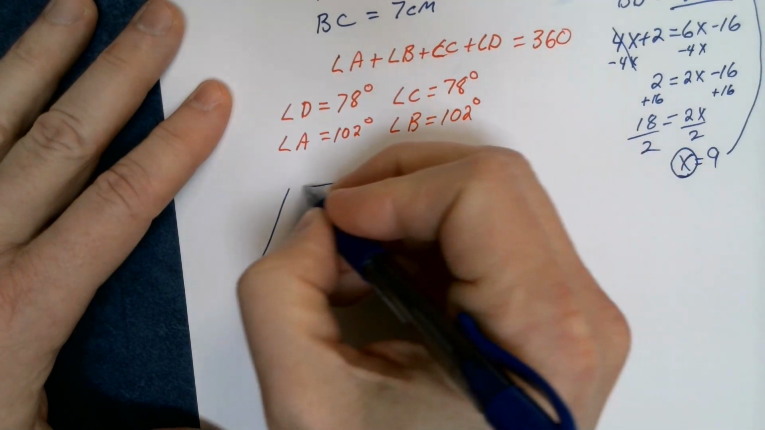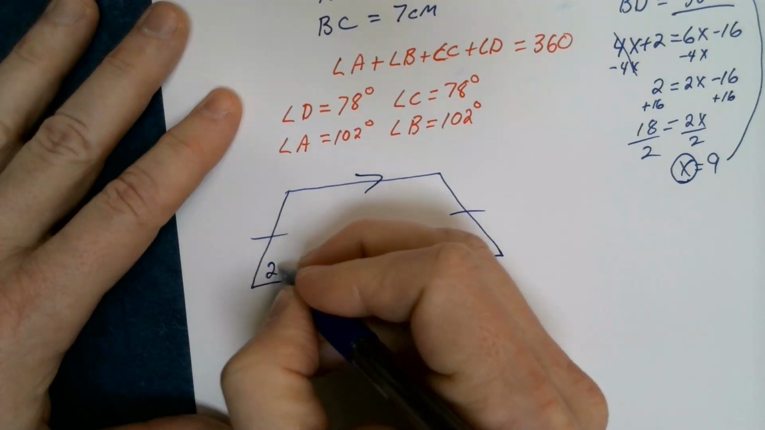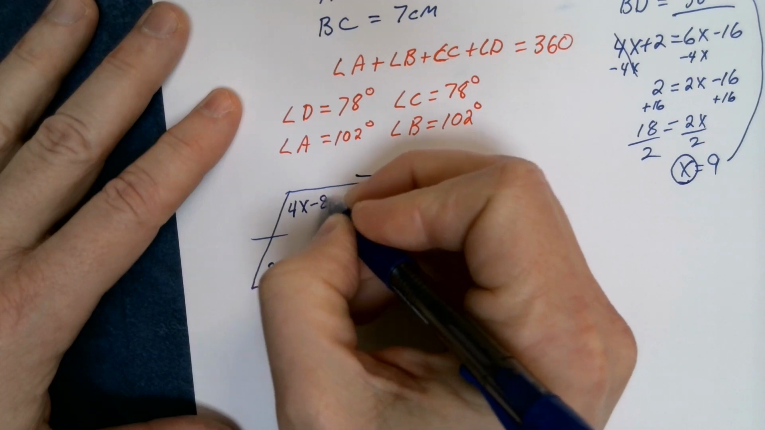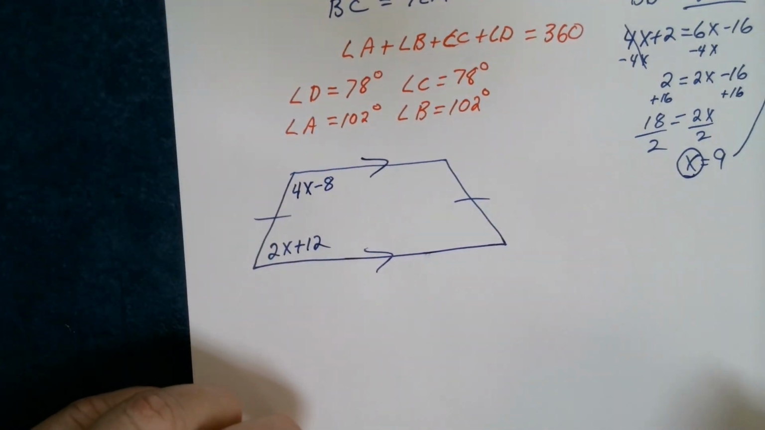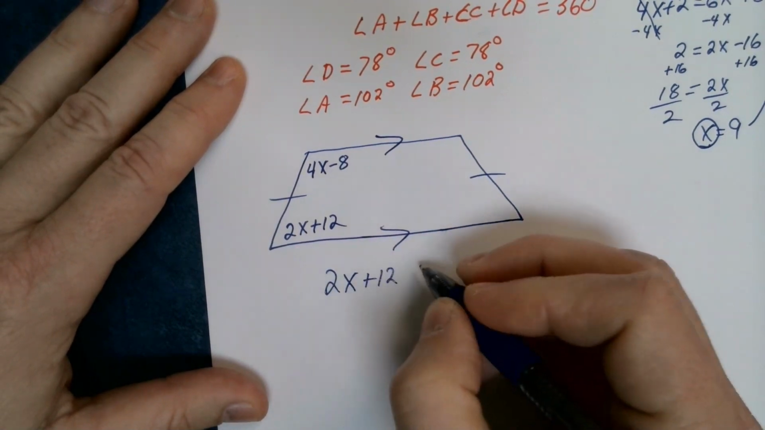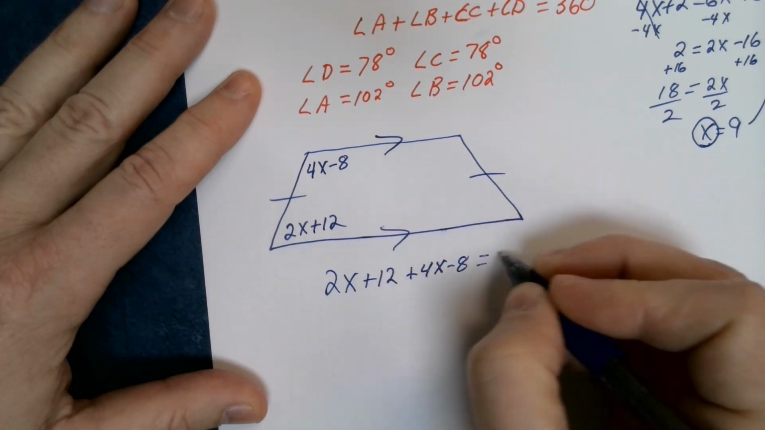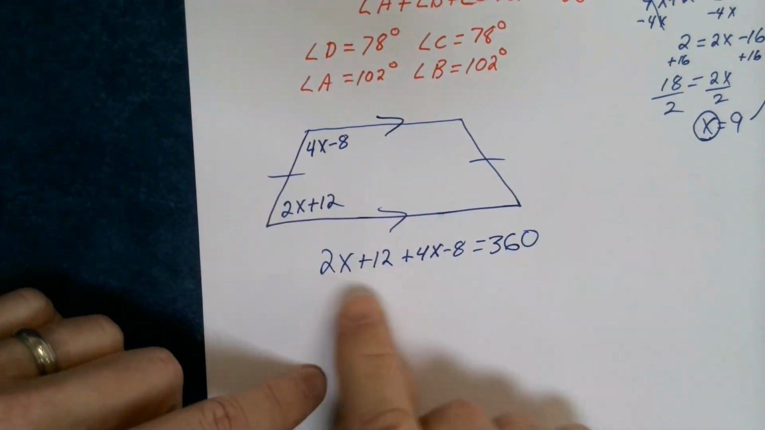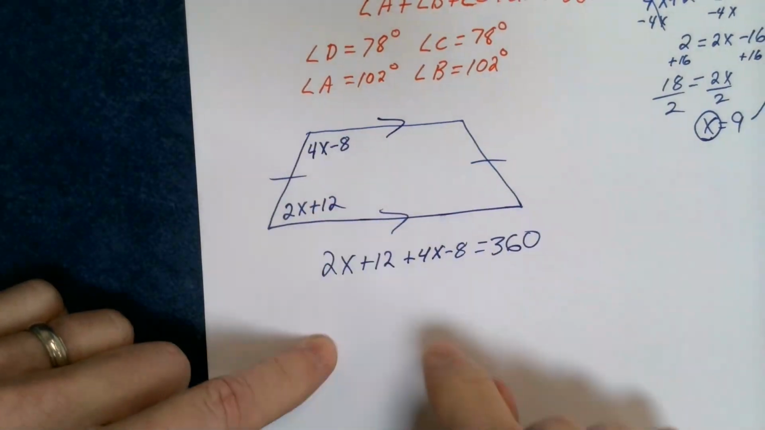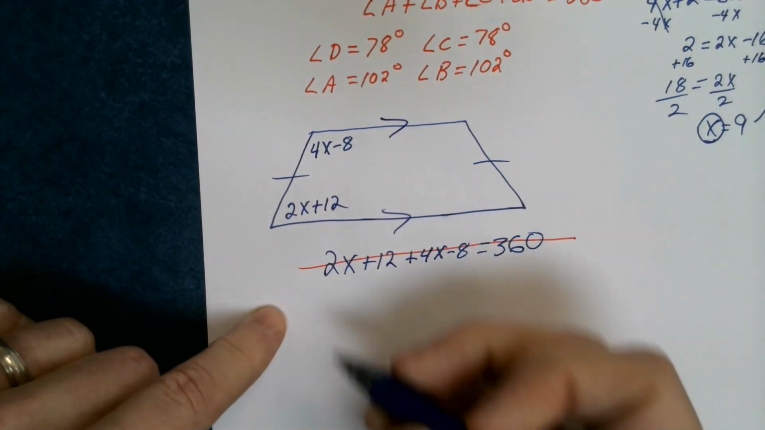If I give you this picture, and I give you this and this, and this and this, and I say that this is 2x plus 12, and this up here is 4x minus 8, I have some students that are writing this: 2x plus 12 plus 4x minus 8 equals 360. Do those two angles add up to 360 degrees? Nope.